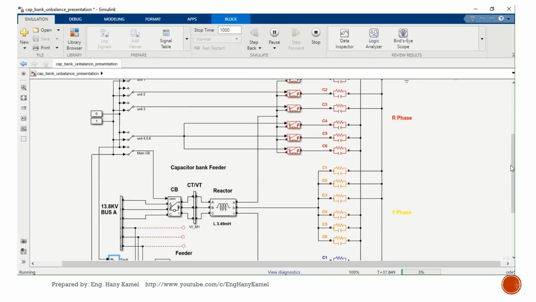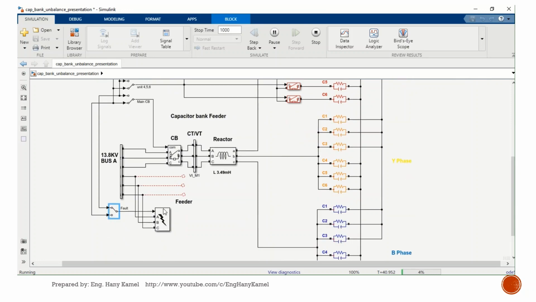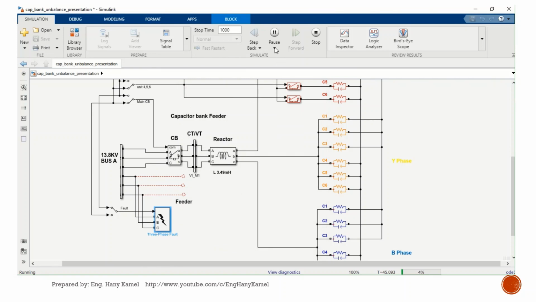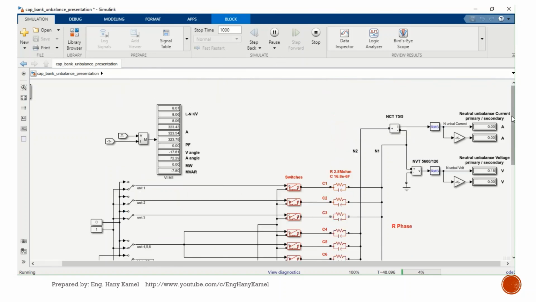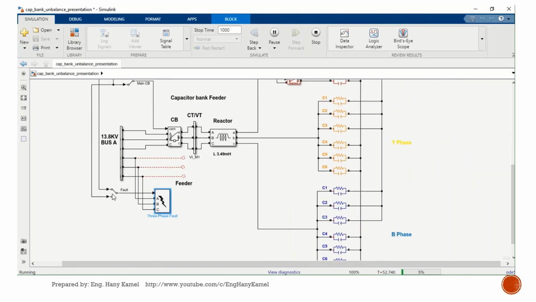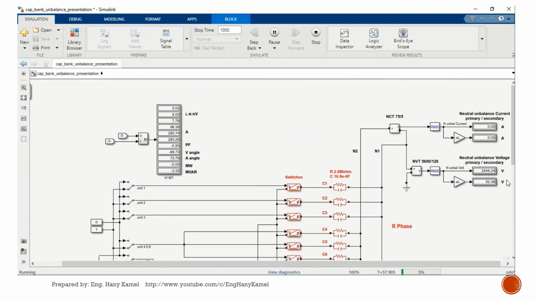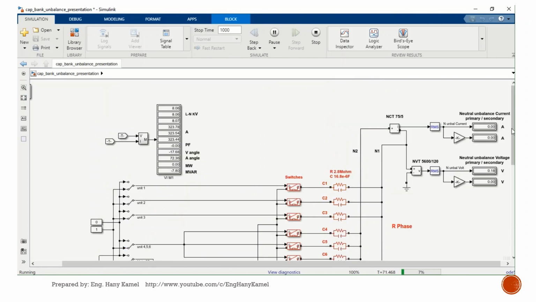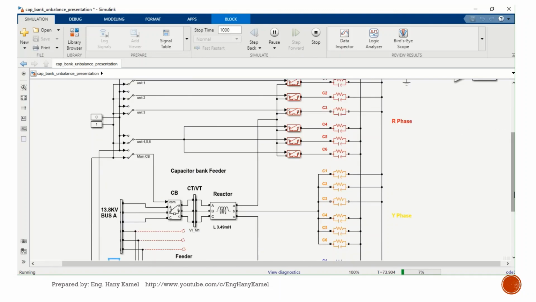We'll try an external fault. Here our fault is a ground fault. This is now working, so we'll turn the fault on. We can see unbalanced voltage even in the capacitor bank, as this can cause false tripping. If we remove the fault, now everything is normal.